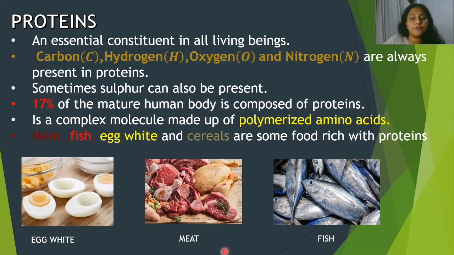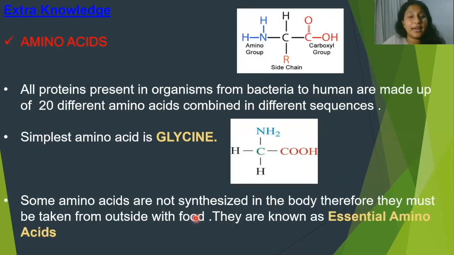So meat, fish, egg whites, and cereals are some foods rich in proteins. Actually, if you're a vegan, you can take cereals like chickpeas. What else? Hope you all know, right? Soya beans are great, right? And an extra knowledge thing, I thought this is kind of important for y'all. That's why I included this. Otherwise, I didn't include much extra knowledge in this presentation.